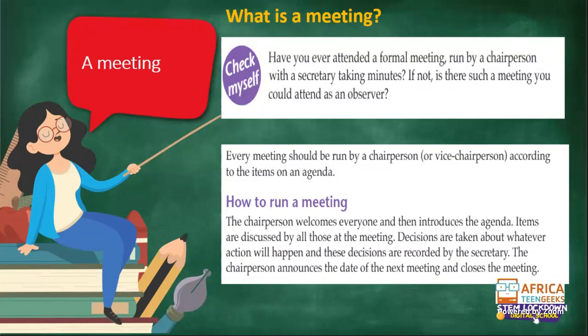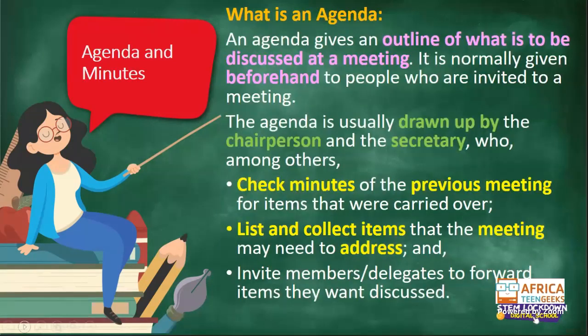And these details are what we refer to as the minutes of a meeting. Right. Let's quickly move on and talk about the agenda. Before the actual meeting takes place, an agenda is distributed to the people who are coming to the meeting. An agenda gives an outline of what is to be discussed at the meeting. It is normally given beforehand to people who are invited to a meeting.